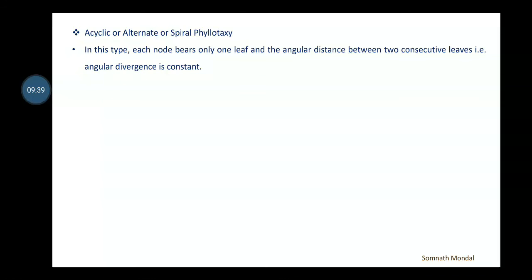Next, acyclic or alternate or spiral phyllotaxy. In this type, each node bears only 1 leaf, and thus the angular distance between 2 consecutive leaves will be constant. So it is not going to be haphazard. It is the angular divergence, the angular distance between consecutive leaves will be constant in plant to plant.